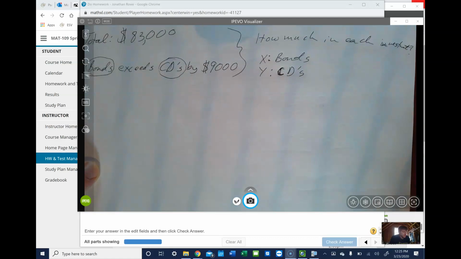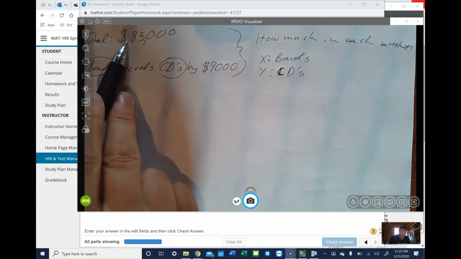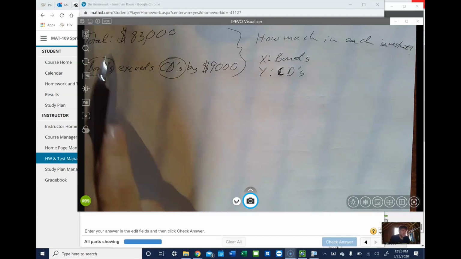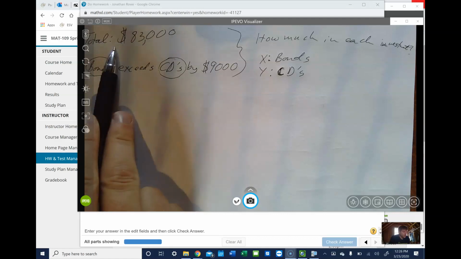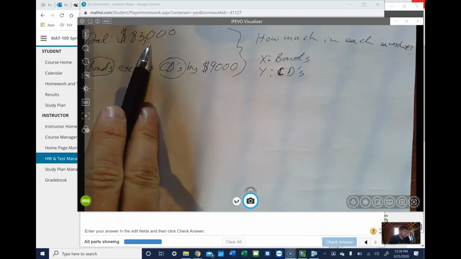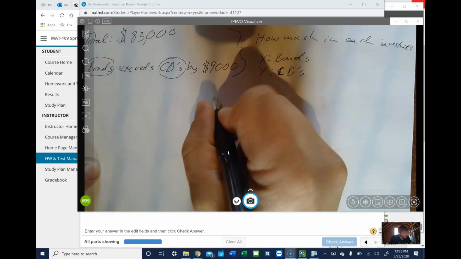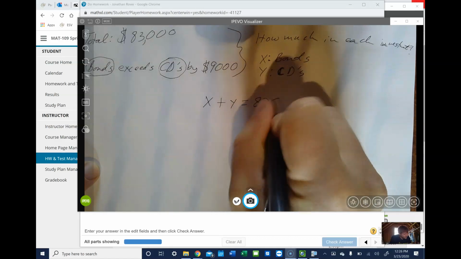All right. So now I'm going to make an equation with an X and a Y in it based on the information given to me. What is the simplest equation I can get from the information given? The total is 83,000, which means together they have to make 83,000. That's a simple equation. X plus Y equals 83,000.